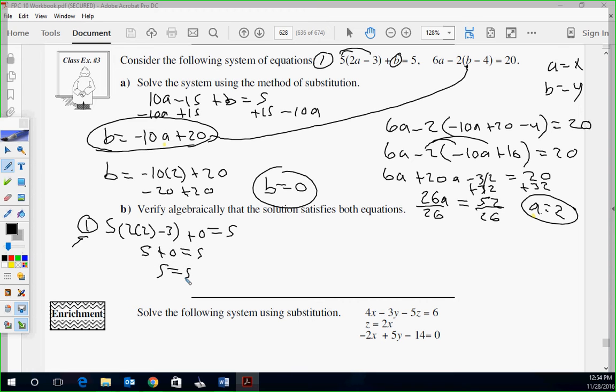We'll verify the second one. 6a, so 6 times 2 minus 2, 0 minus 4 equals 20. 6 times 2 is 12. 0 minus 4 is a negative 4, times negative 2 is plus 8. Verified. They're both verified correct answers. Okay, that is all for substitution.